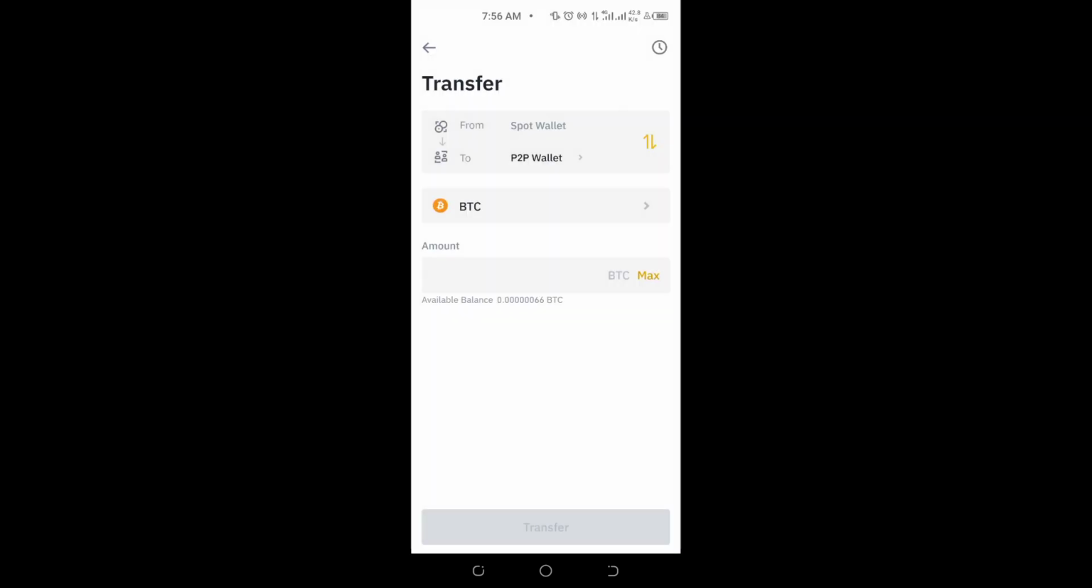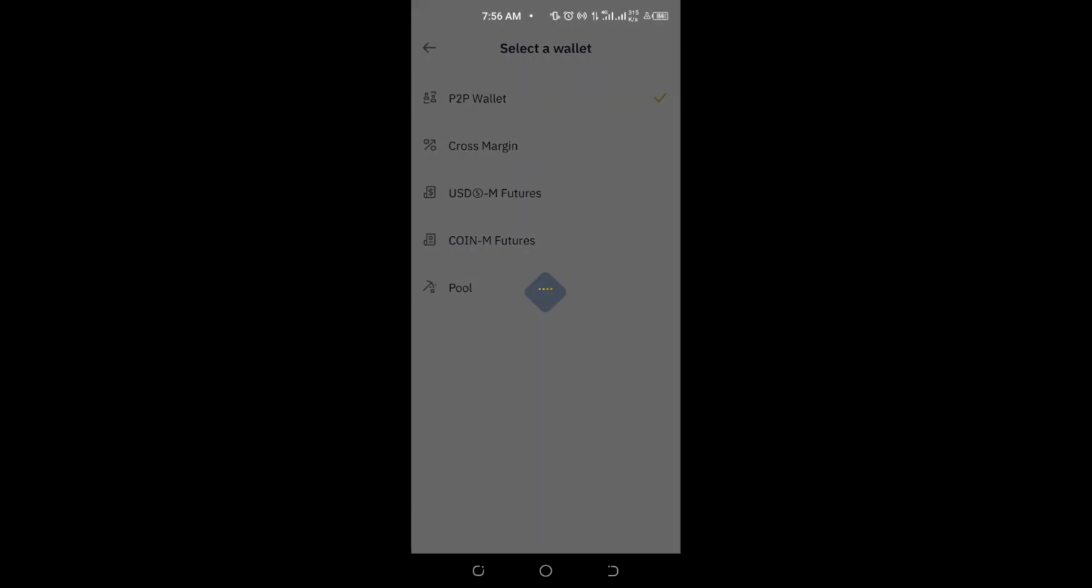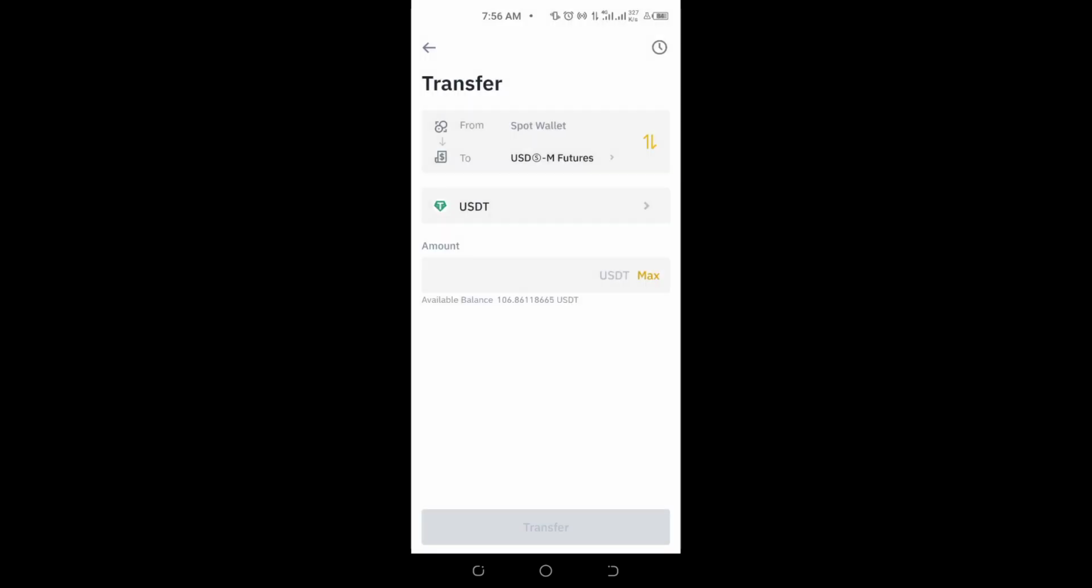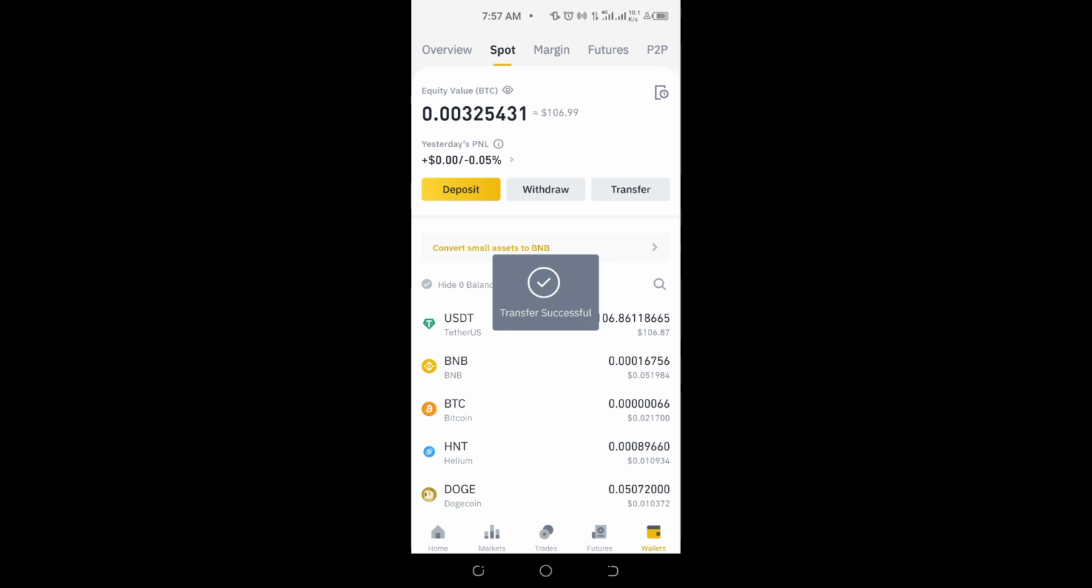So we are moving the coins from our spot wallet to, we choose USD's margin futures. What we have is USDT worth $106.8. So we take maximum, then we transfer. Transfer successful. Now let's check it out on futures.